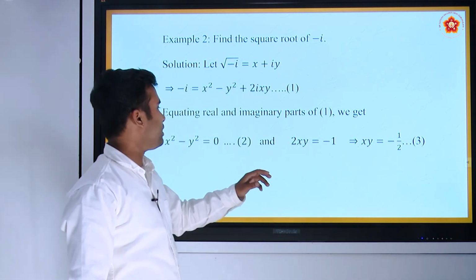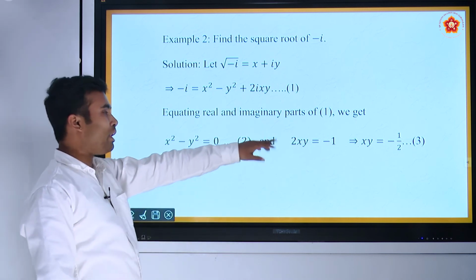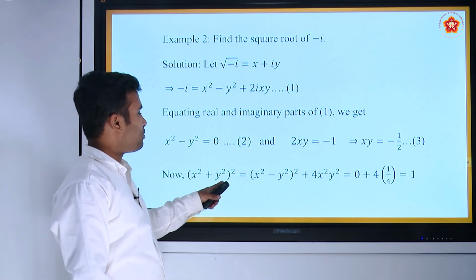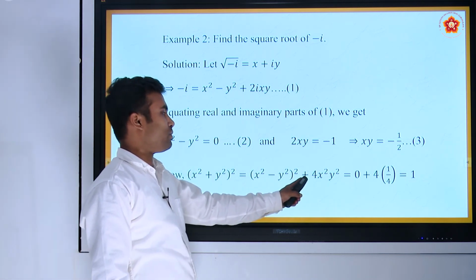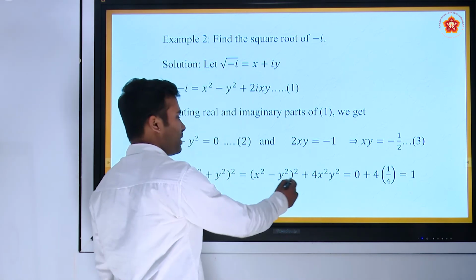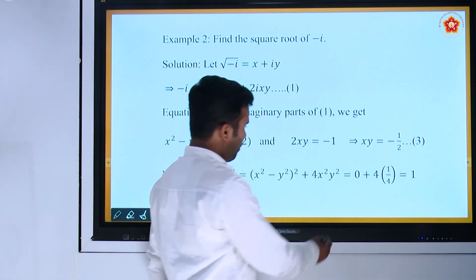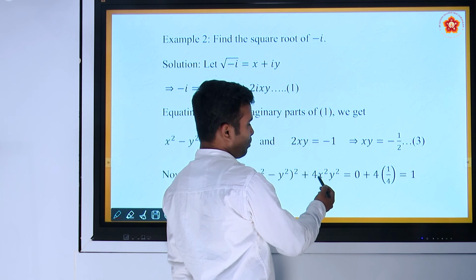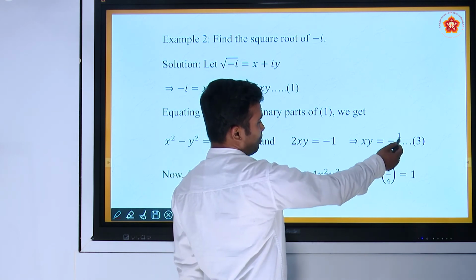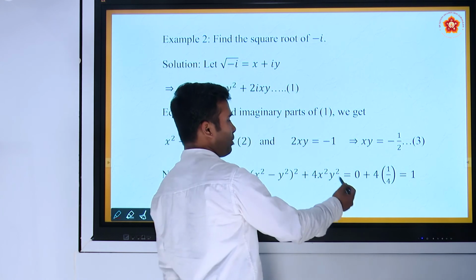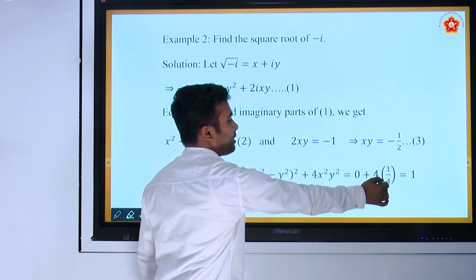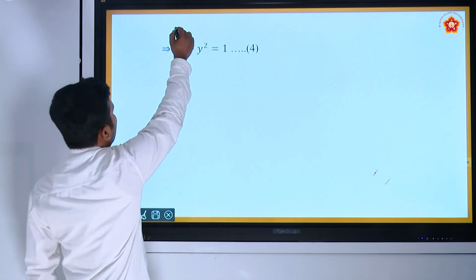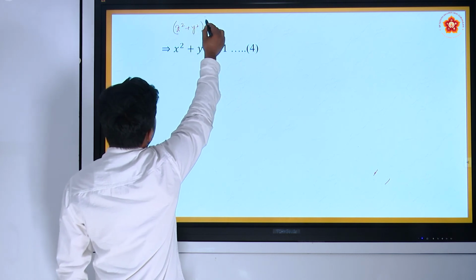So you have to choose the values of x and y in such a way that they satisfy this equation. Hence we can write x square plus y square whole square as x square minus y square whole square plus 4 x square y square. As x square minus y square is equal to 0 from 2, and 2xy is minus 1, so 4x square y square, where x square y square is obviously minus 1 by 2 whole square, which is 1 by 4, and the 4 gets cancelled, and you are left with 1. Hence, you will get x square plus y square whole square is equal to 1.